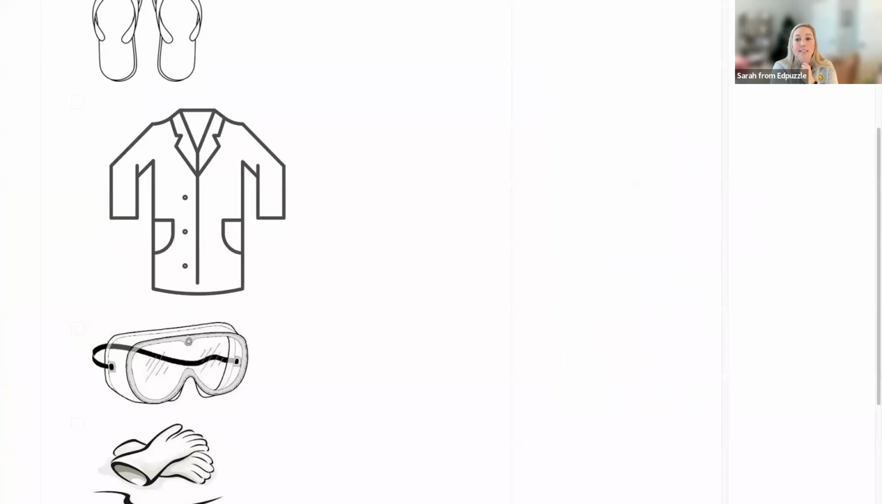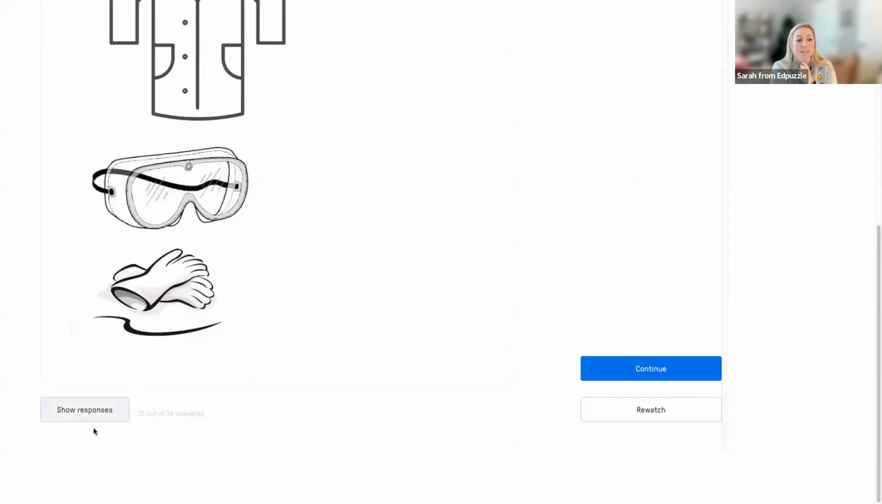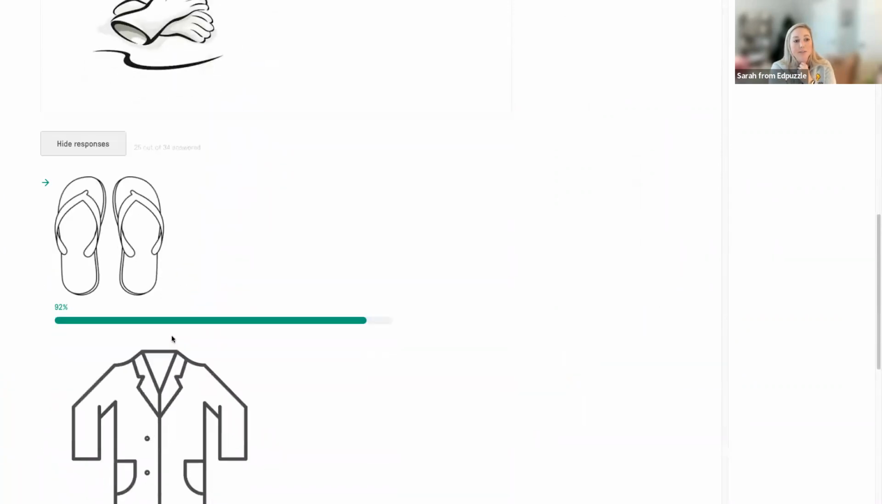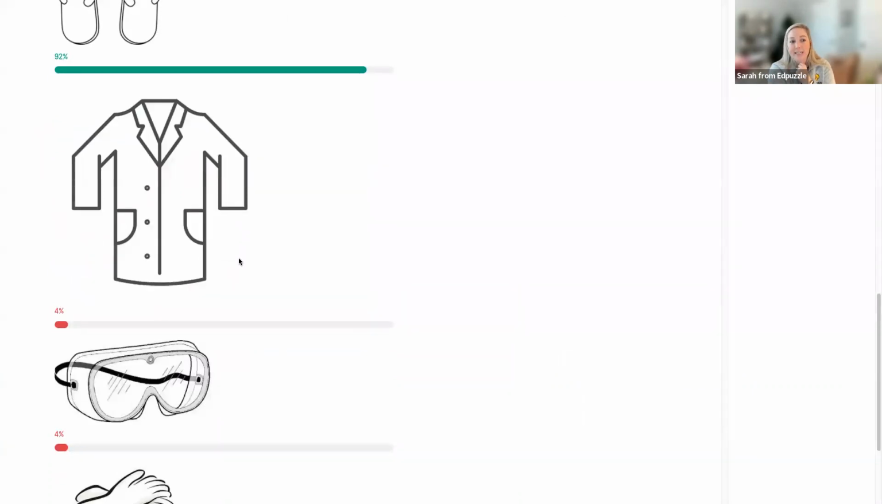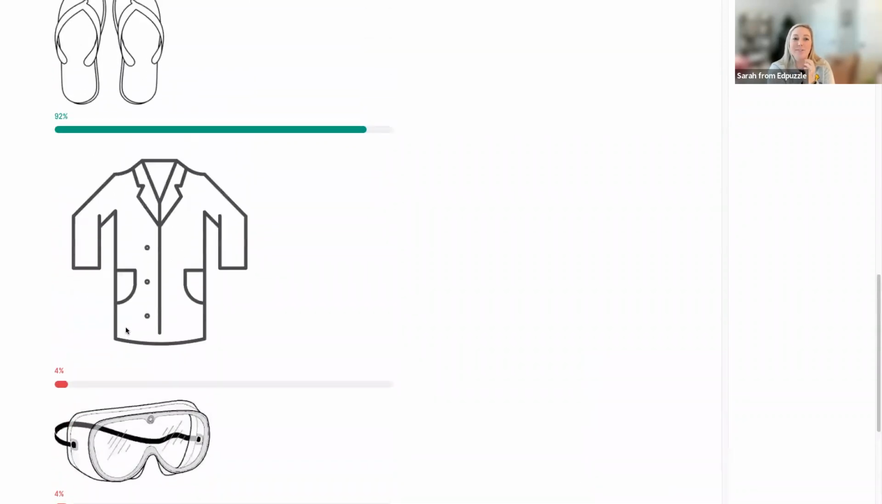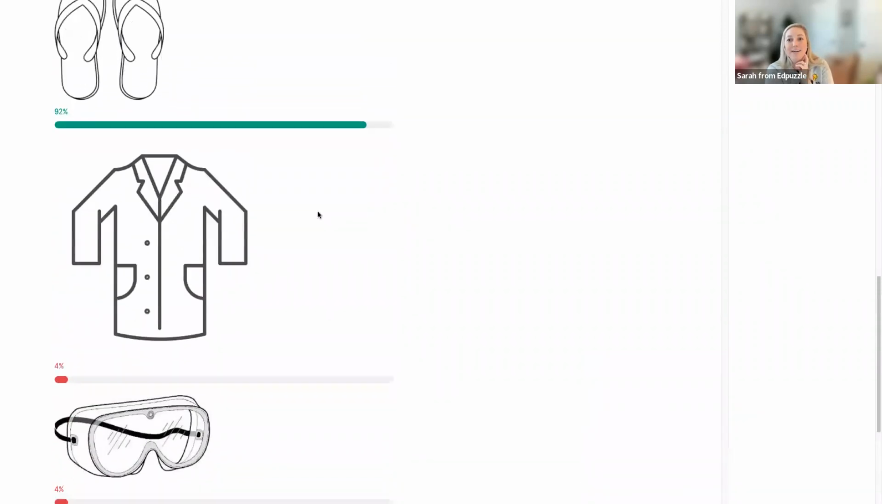And then as far as the teacher end of this, I want to show you this show responses button. So here I can see 92% answered with flip-flops, 4% said lab coat, 4% said goggles. And thank you to my 2 groups of 4%, because I always love having people actually answer it wrong, because that way we can see the data at the end too. And then I've got this rewatch button here.